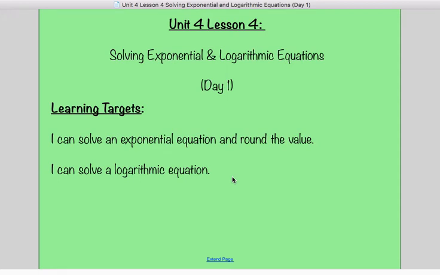Today we're going to look at solving exponential and logarithmic equations. We're going to spend a few days on this, so this is day 1, and your goal is that you can solve an exponential equation and round the value, and you can also solve a logarithmic equation. We're also going to be rounding the value for those two.